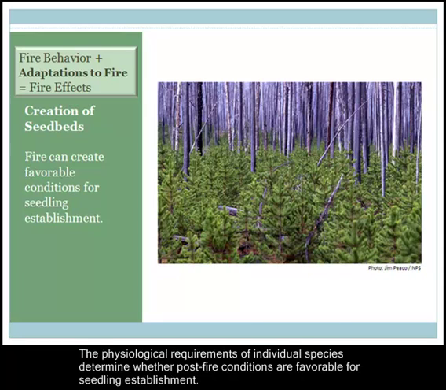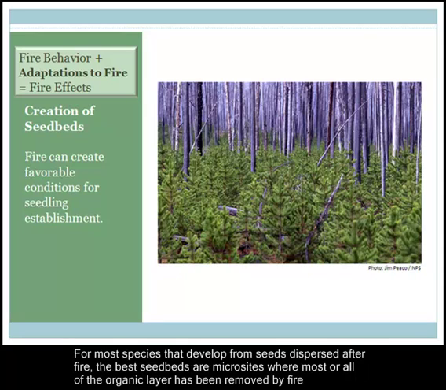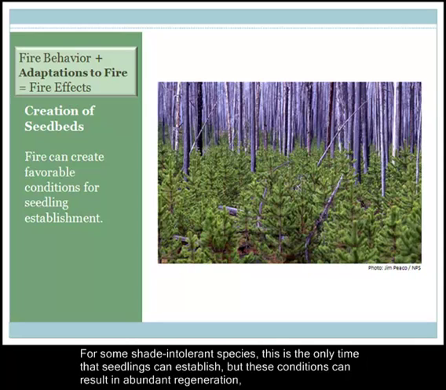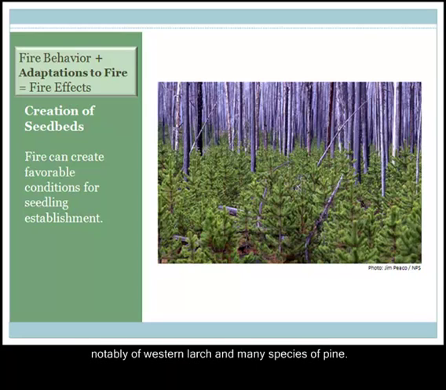The physiological requirements of individual species determine whether post-fire conditions are favorable for seedling establishment. For most species that develop from seeds dispersed after fire, the best seedbeds are microsites, where most or all of the organic layer has been removed by fire, because they provide the greatest chance for seedling survival. For some shade-intolerant species, this is the only time that seedlings can establish, but these conditions can result in abundant regeneration, notably of western larch and many species of pine.